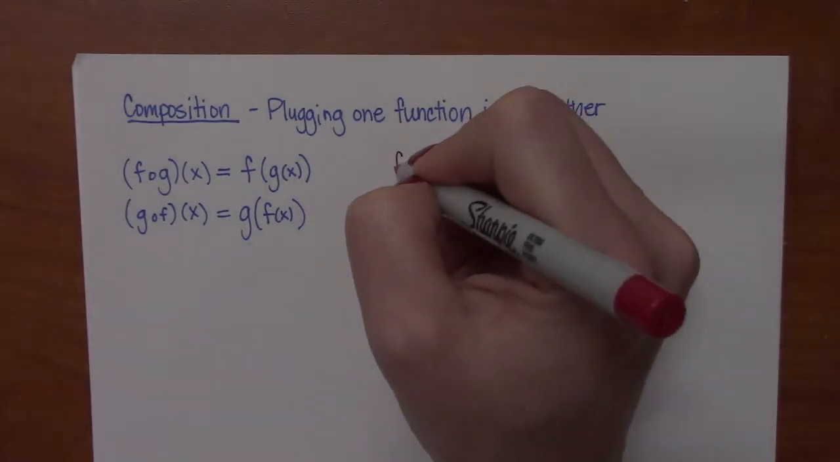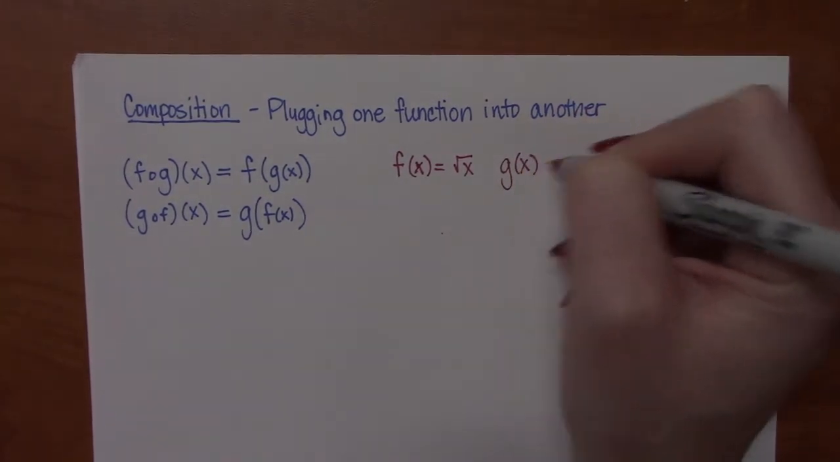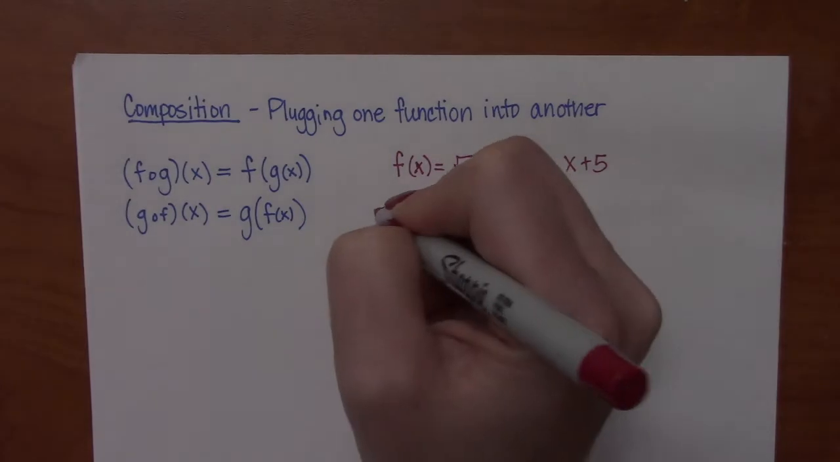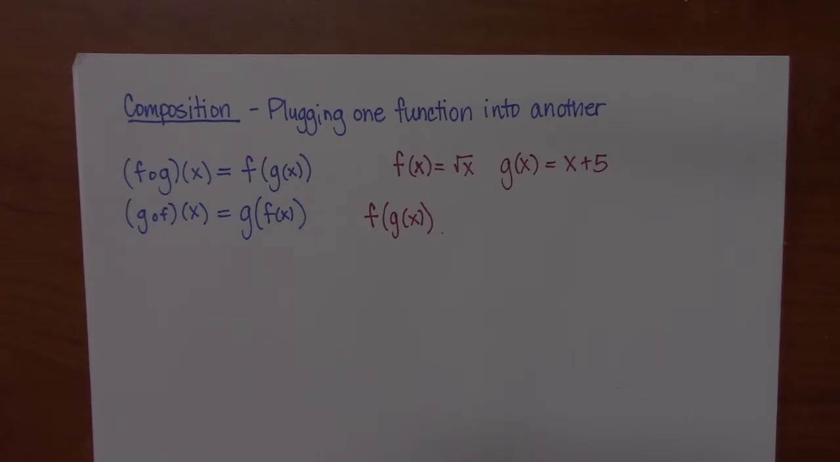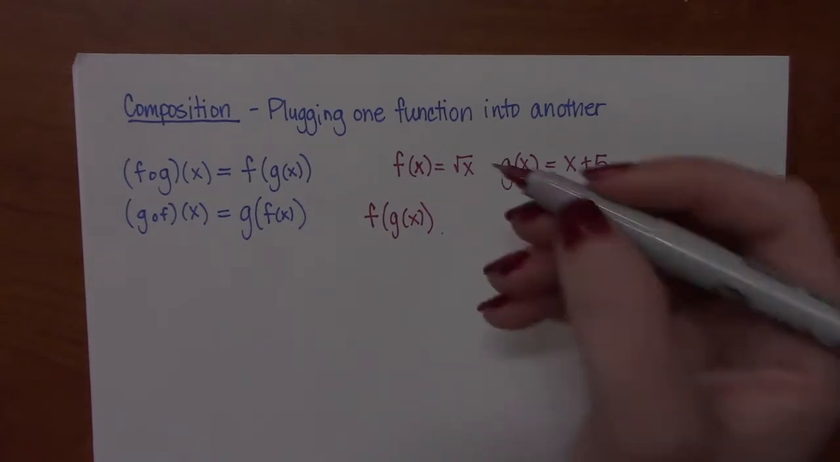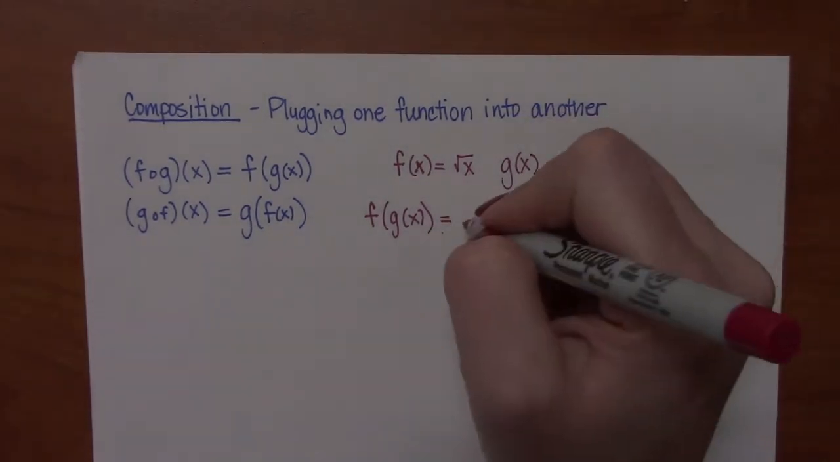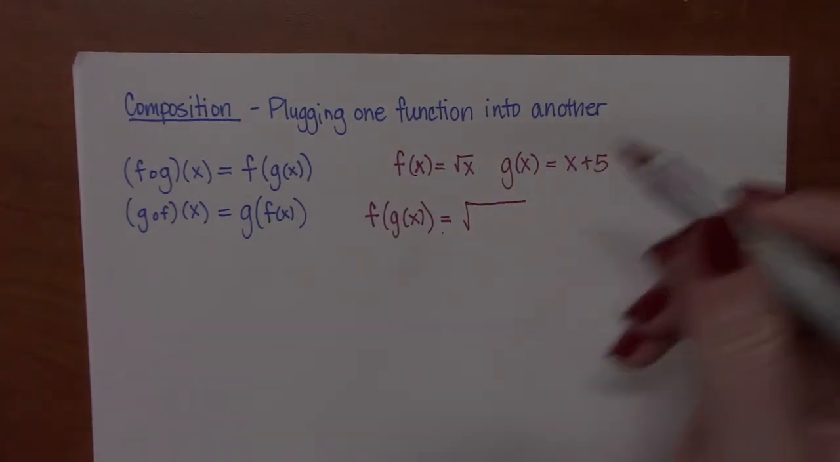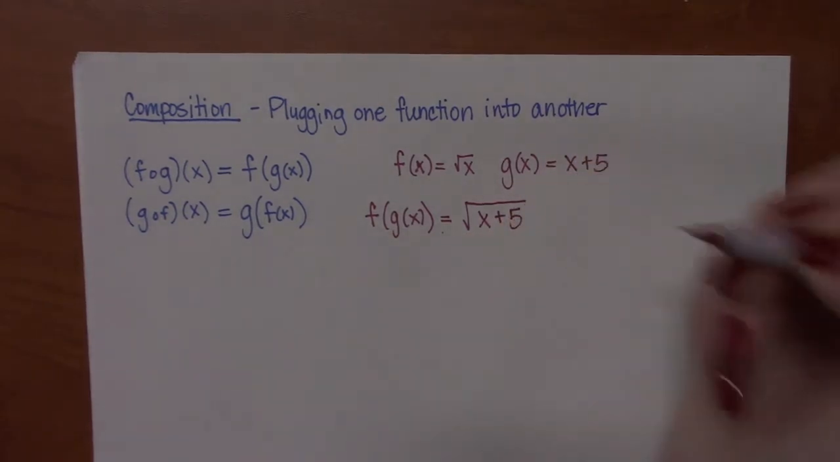So if we're working with our same two functions we had before, F of X was the square root of X, G of X was X plus 5, and I want to find F of G of X. What's going to happen is the entire expression from G of X, which was X plus 5, gets plugged into every X that exists in F of X. So I would say, well, F of X is the square root of X, but instead of just writing X, I have to write all of G of X. So this would become the square root of X plus 5.